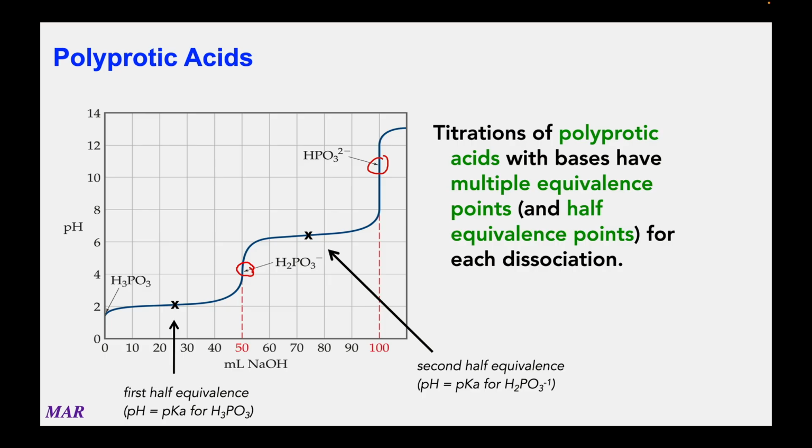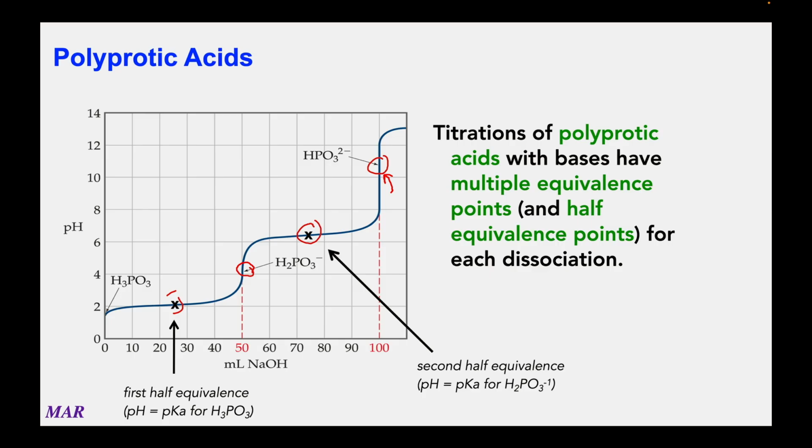And if you want to find pKa1, if you will, you can go back half the volume to that little X right there. That pH is going to equal your pKa1. However, because we have a second equivalence point, you can see it's right there, you can also find the second half equivalence, and that's going to be halfway between the two equivalence points at that little X right there. And there, that's where pH and pKa2 will be the same. So it's kind of a cool concept, really neat.